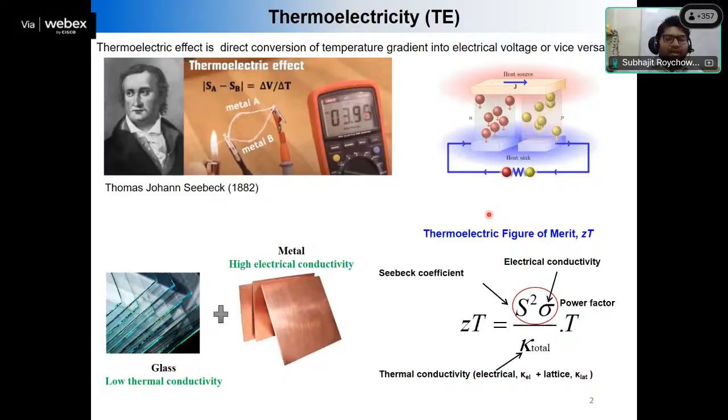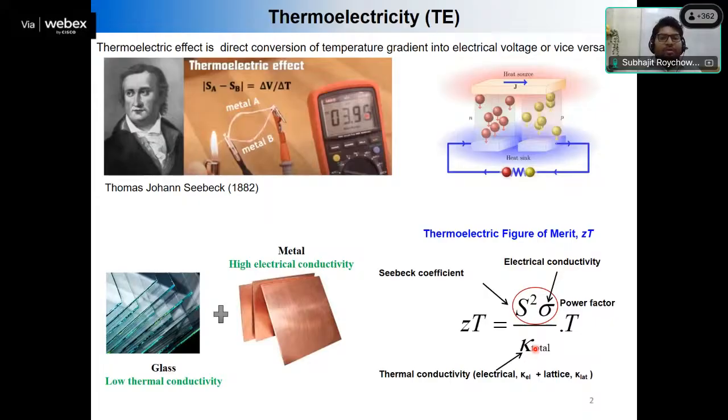Now, how do we filter? For that, we use a parameter called the thermoelectric figure of merit. And this is purposefully a dimensionless parameter, so you can easily compare one material to another material. So this ZT depends on electrical conductivity, that is, how fast or slow carriers can move from, let's say, one side to another side. Then there is the Seebeck coefficient, that is the change of the voltage with respect to the change in the temperature. And another one is the thermal conductivity.